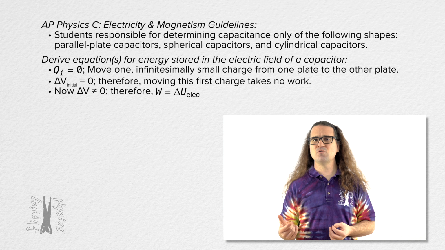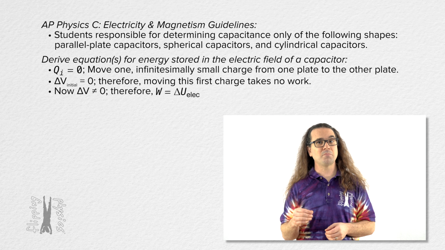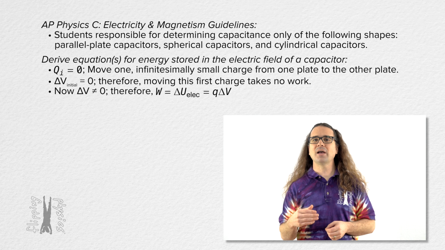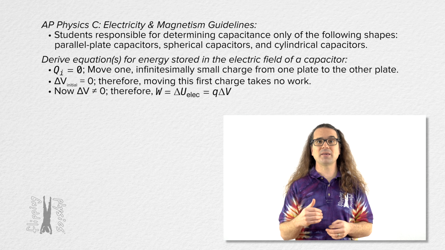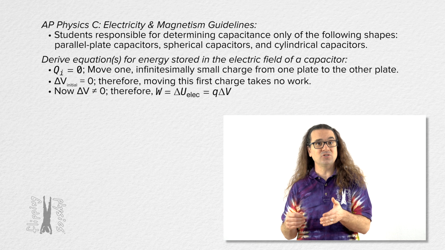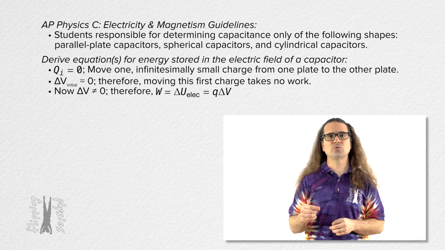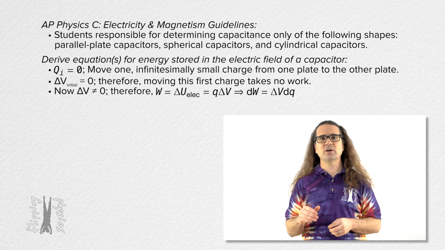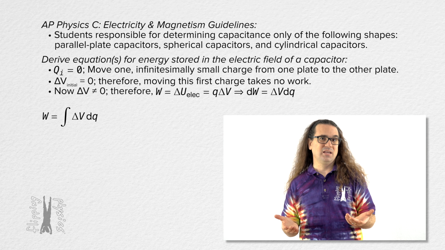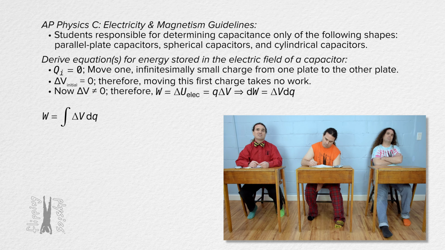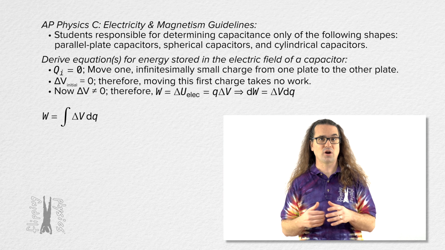The work it takes to move a charge equals the change in electric potential energy of the capacitor, and it equals the magnitude of the charge which is moved, times the electric potential difference the charge is moved through, which is the electric potential difference across the capacitor because it now has an infinitesimally small electric potential difference across it. We need to identify the infinitesimally small charge we are moving as dq and the amount of work it takes to move that charge dw, and take the integral of both sides. Now I have the work necessary to charge the capacitor equals the integral of the electric potential difference across the capacitor plates with respect to charge.